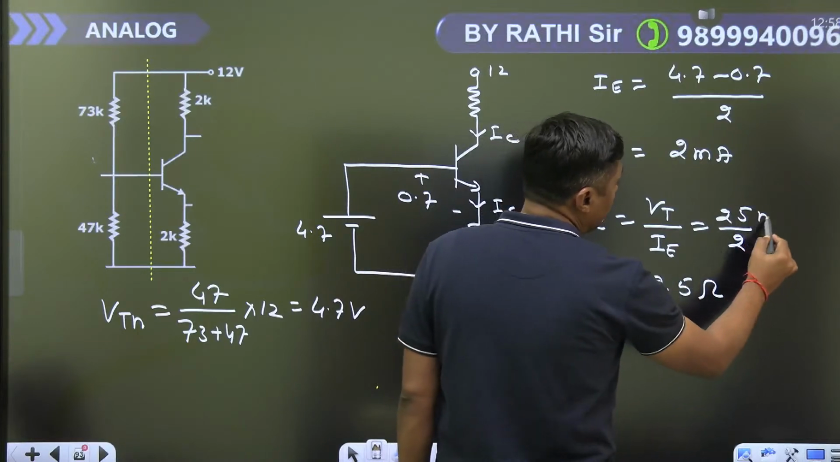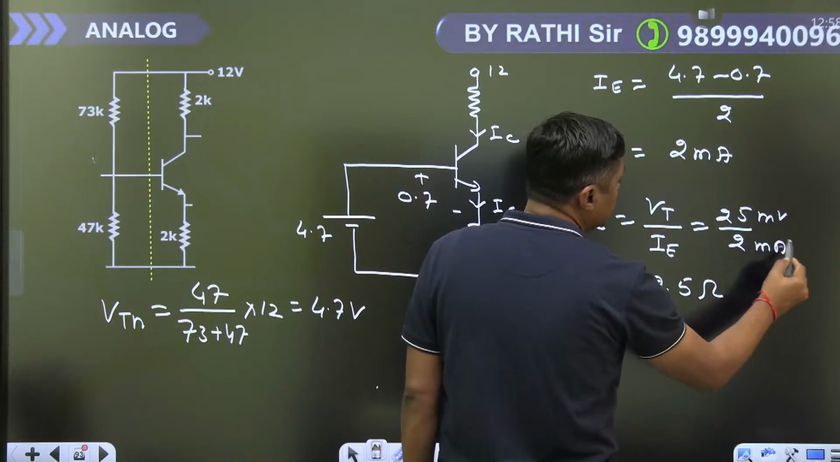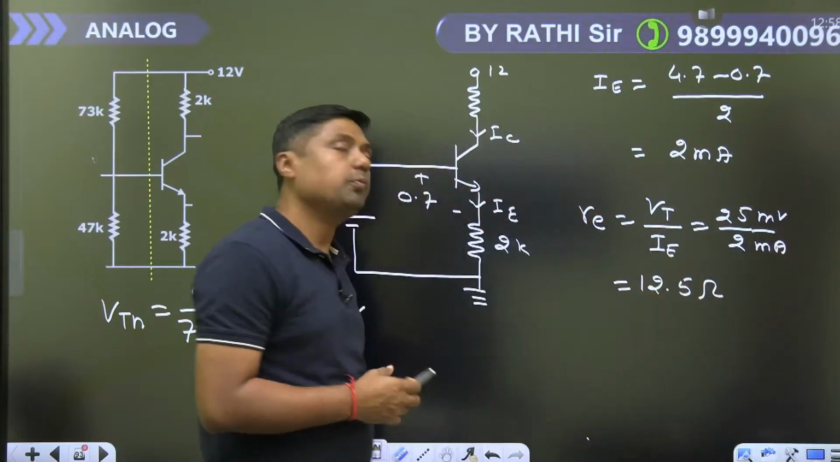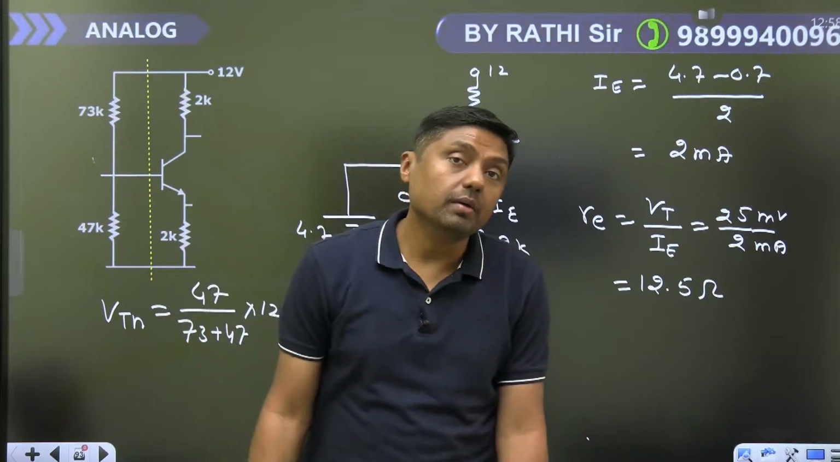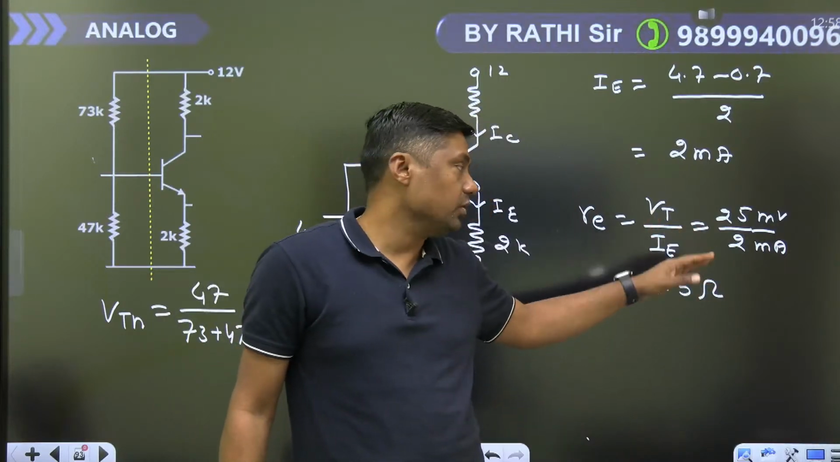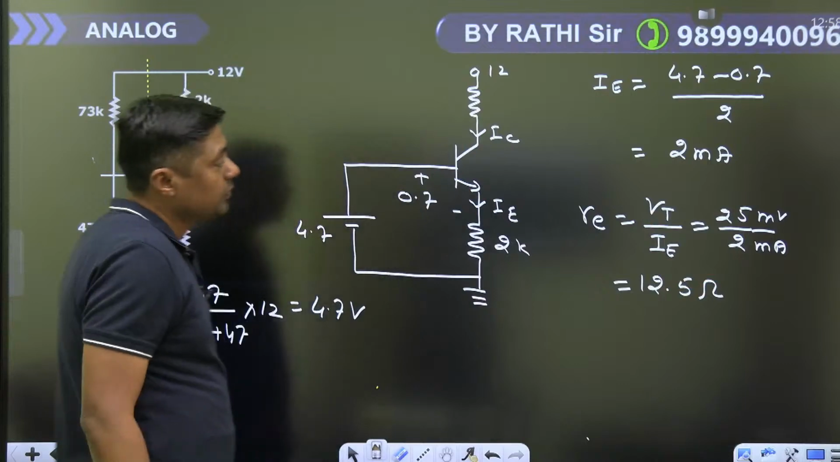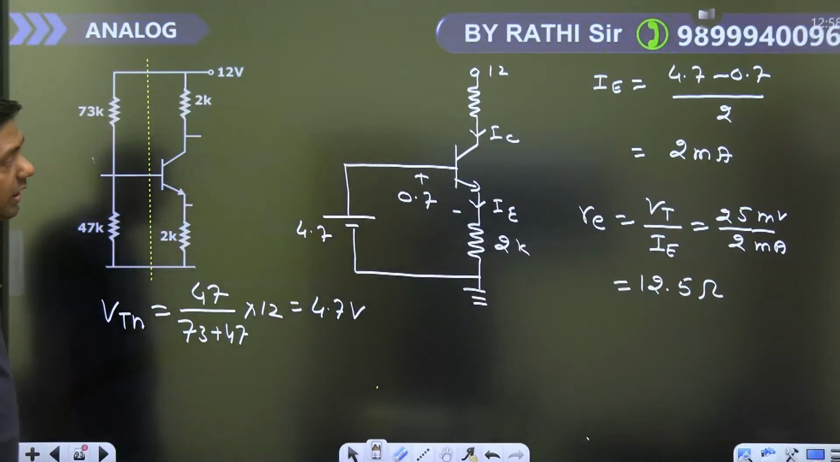Because it is in millivolt, it is in milliampere. So milli cancel, it is in ohm. 12.5 ohm. Remember, otherwise you will write kilo ohm, and that answer will be wrong. Okay. Now you have the RE.